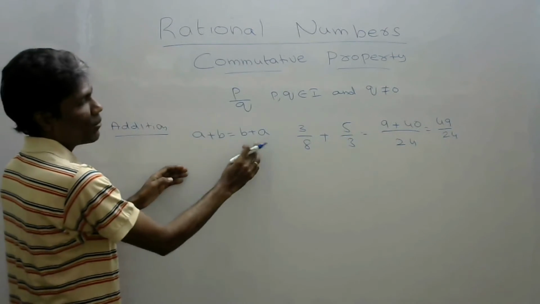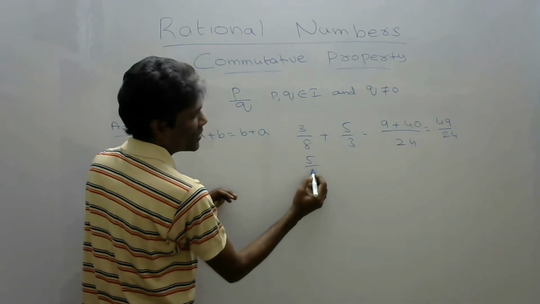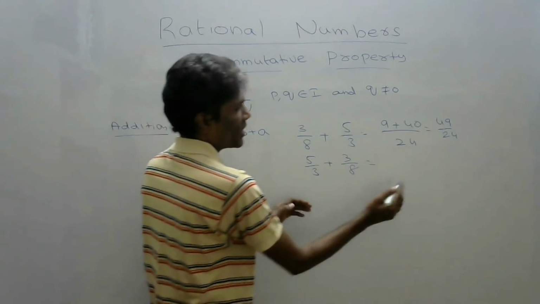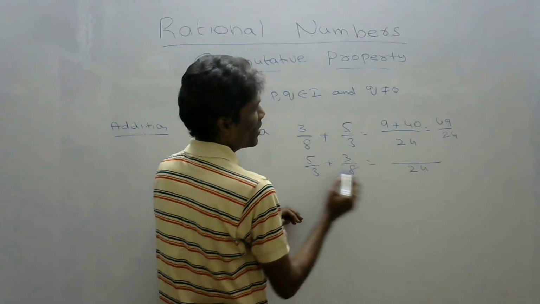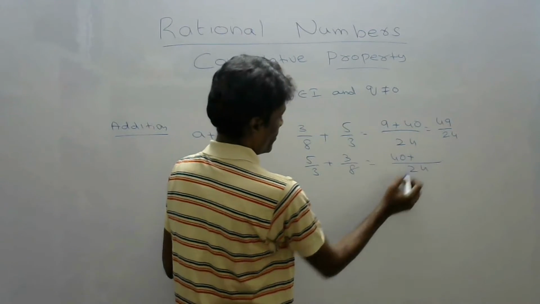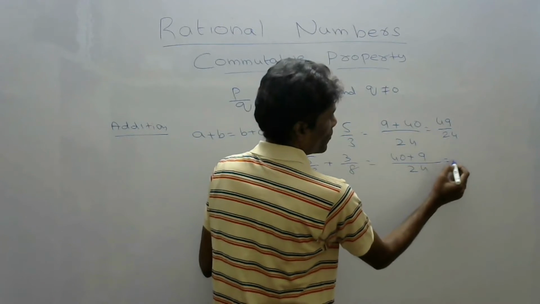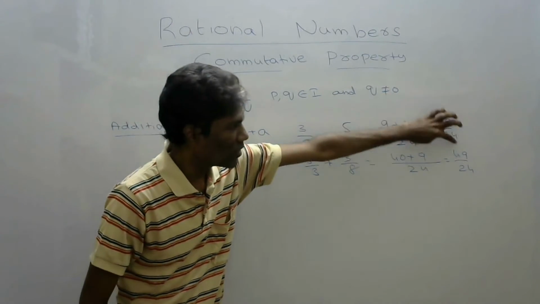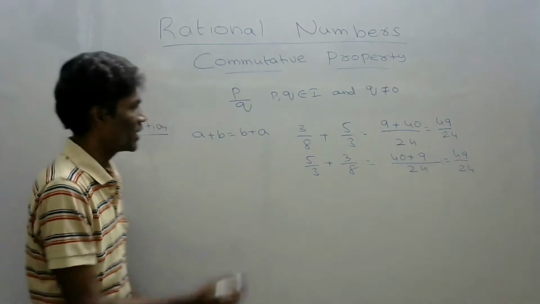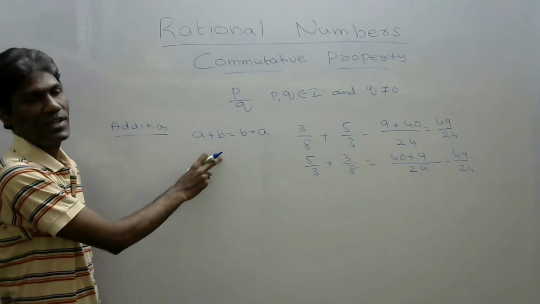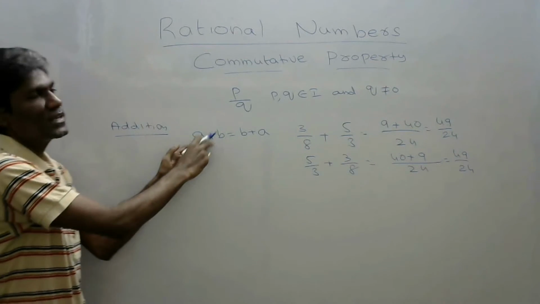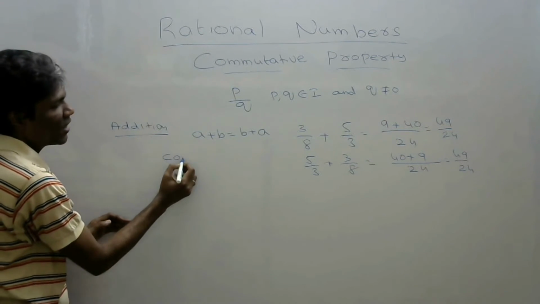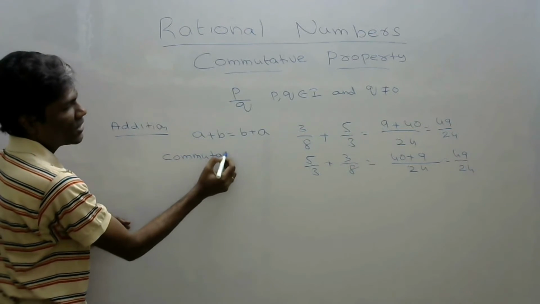Now, if we add b plus a, that is 5 by 3 plus 3 by 8, let us see the value. 3, 8 LCM 24. 8 into 5, 40, plus 3 into 3, 9. 40 plus 9, 49 by 24. Now, these two numbers are the same. Here, a plus b equals b plus a. So, it is satisfying the commutative property with respect to addition. So, this is commutative.